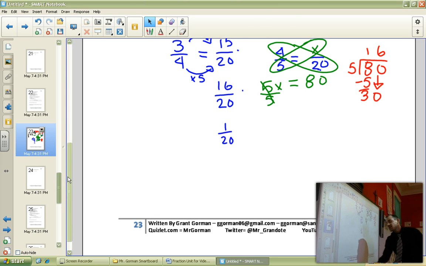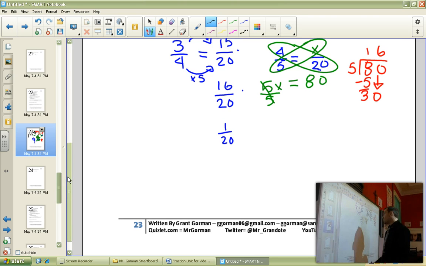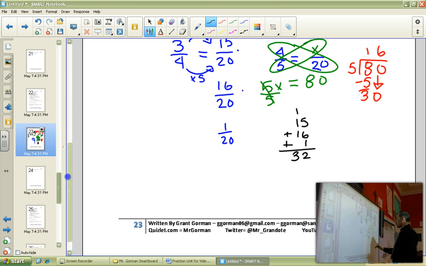Now the best way to do this, remember I said you're only going to add the numerators. So let's only add the numerators. 15 plus 16 plus 1 equals 5 plus 6 is 11, plus 1 is 12. Carry my 1. It's 32 20ths. Keep your denominator. It's very important.